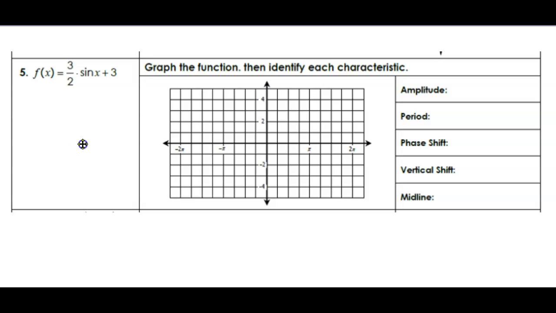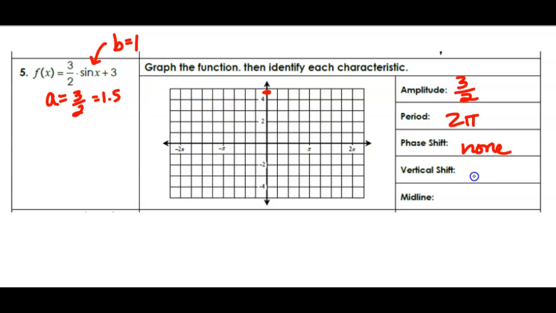So we're going to try one of these. This one is a little weird because it has a 3 halves out here, but we'll deal with it. This means the amplitude is 3 halves or 1.5. Just to make it easier for writing the quarter points, we're going to do 1.5. The period, B is just 1, so the period is just 2 pi. The phase shift, we don't have one yet, doesn't go left or right, but there's a k value of plus 3. So that's up 3, which makes the midline y equals 3.